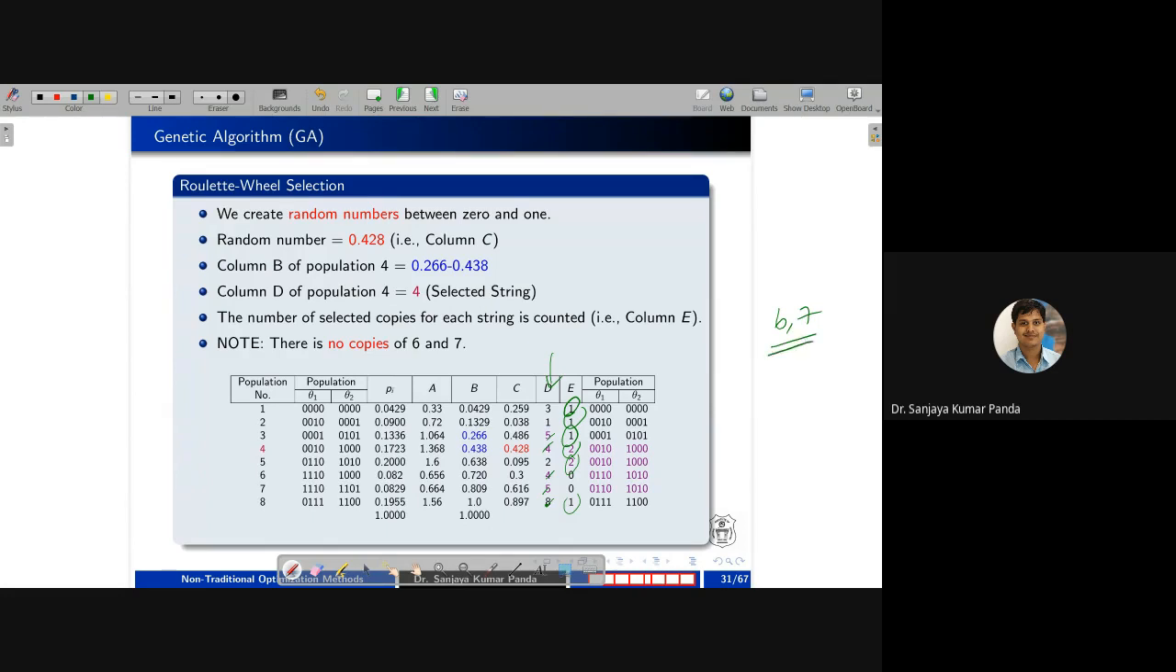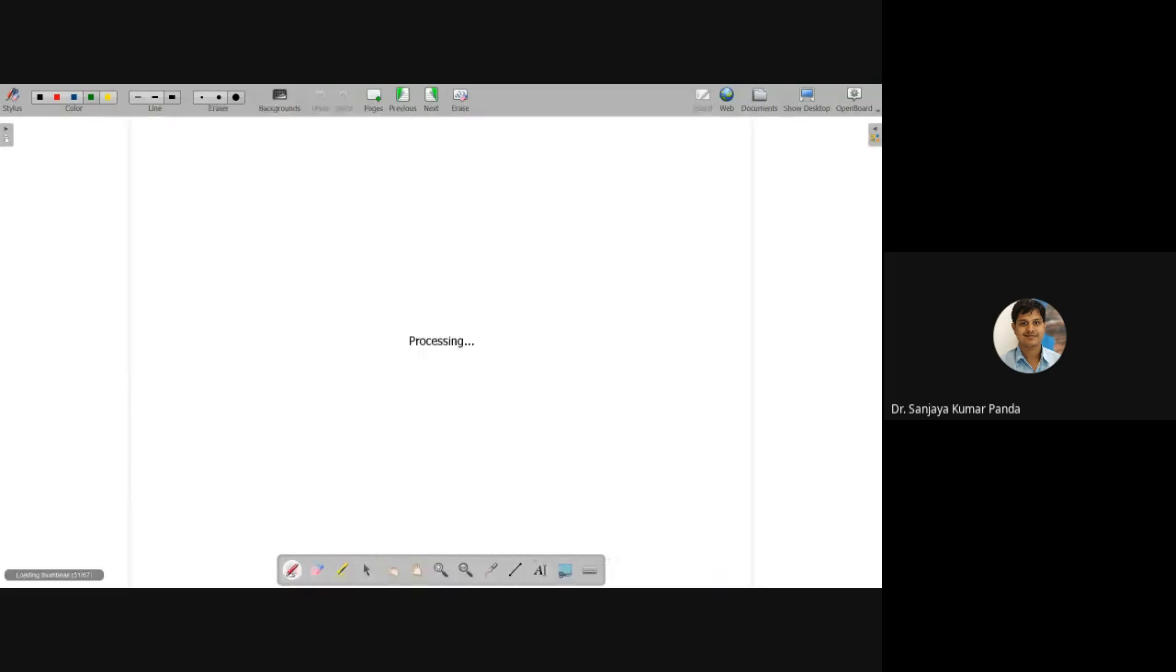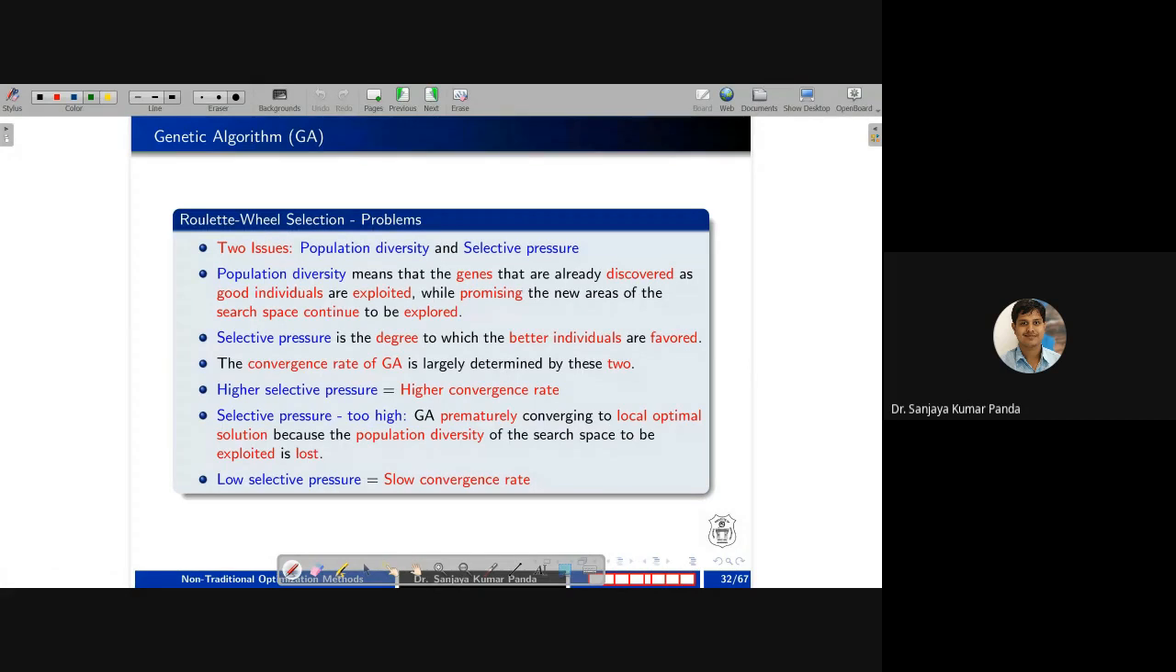As the population is not repeated at all, you have to discard populations 6 and 7, and populations 4 and 5 are duplicated. That's why I told you, if you enter the selection phase with 8 populations, in the output also you will get 8. But the difference is that those populations you will get are not the same as the previous populations. Right? Now, there are two issues related to roulette wheel selection.